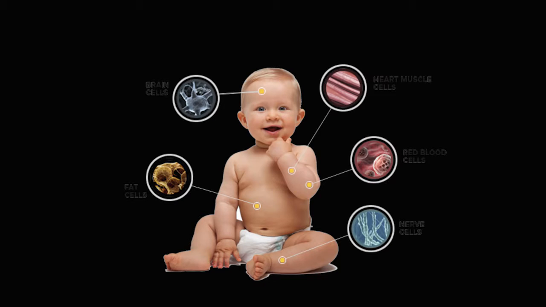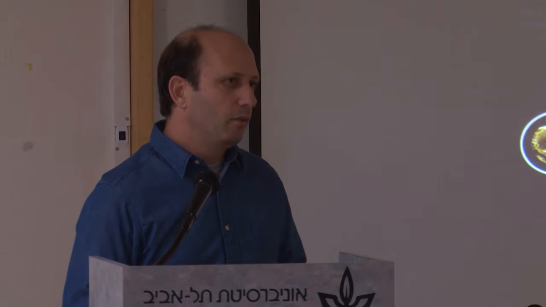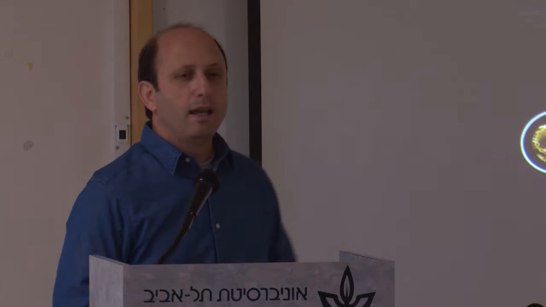This DNA is located in all our cells. So this is a human being composed of tens of billions of cells. In each cell, we have the exact same book of life, even though the cells look and behave differently.